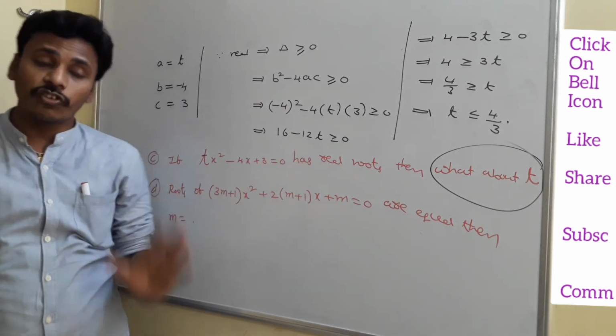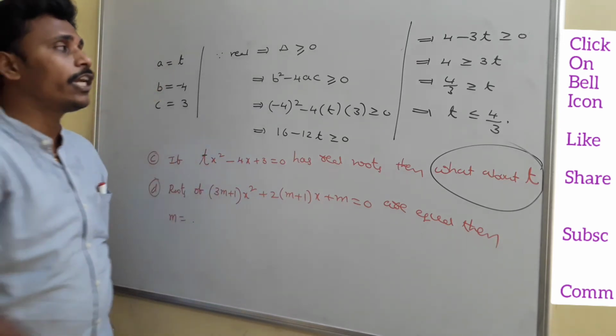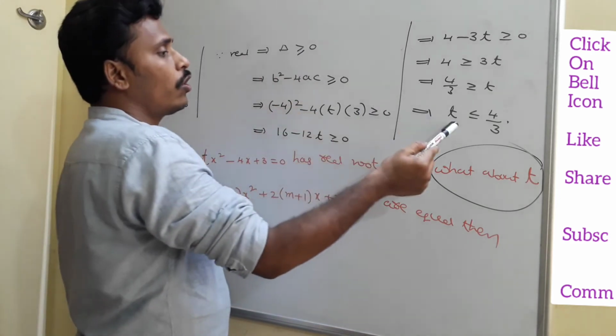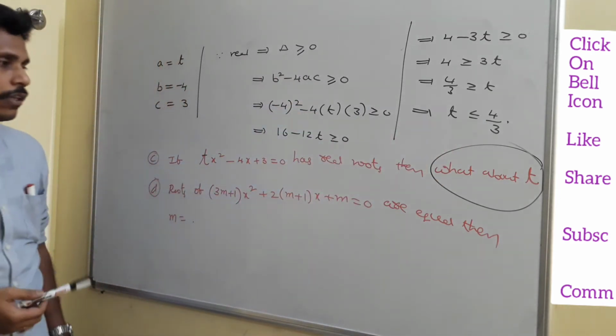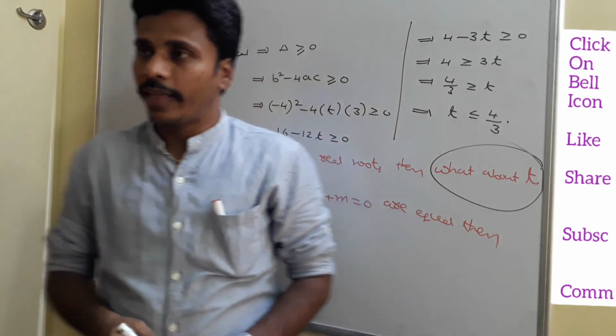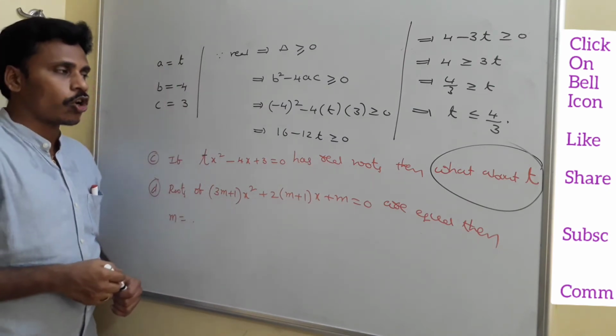Since they mention just real, they won't specifically mention whether they are equal or not. That's why we need to take greater than or equal to 0. Since it is greater than or equal to 0, the t value is less than or equal to 4 by 3. From there it is very clear that the maximum value of t is 4 by 3. There ends the third part of the 16th one related to the nature of the roots.